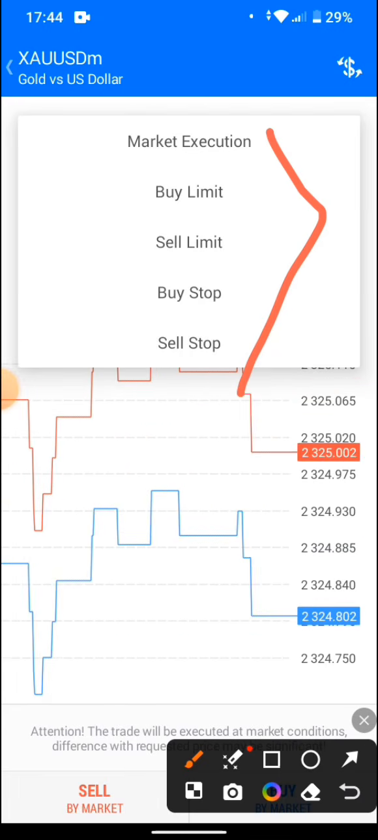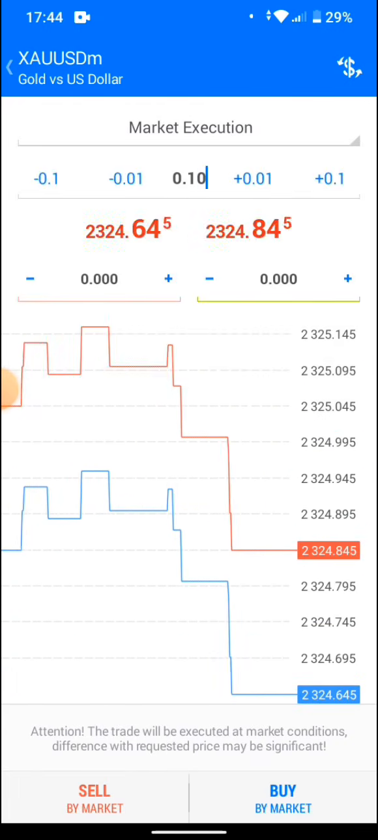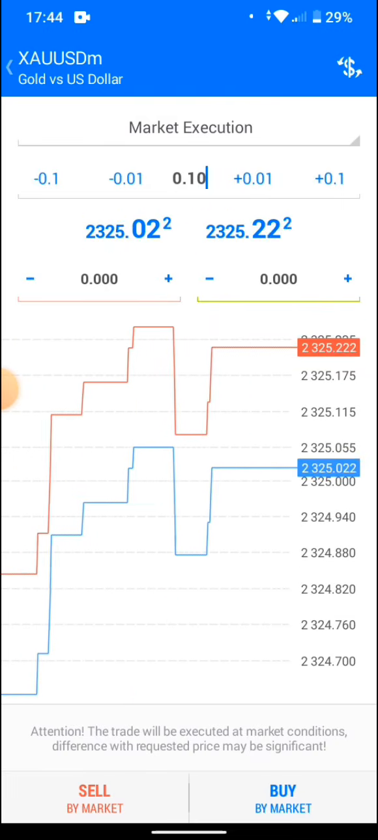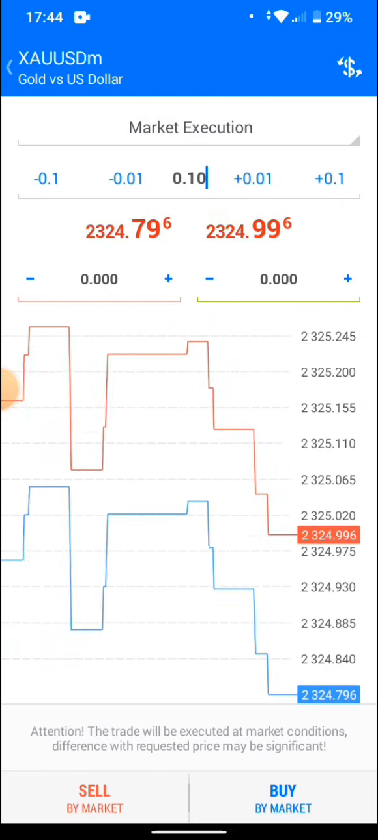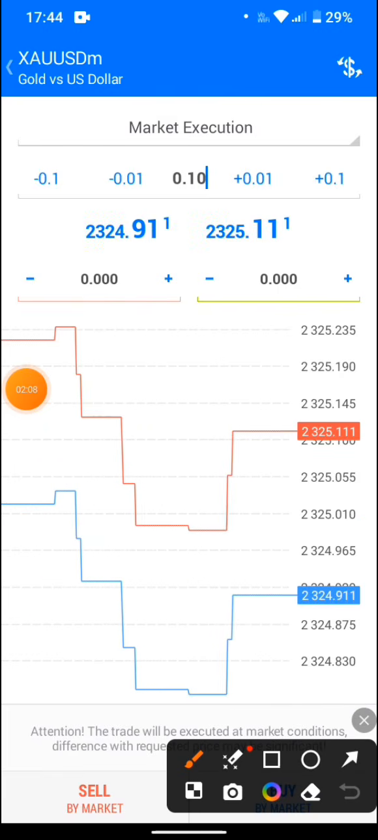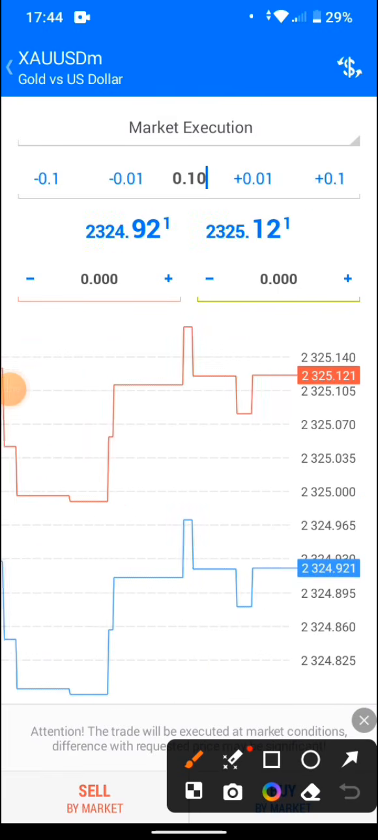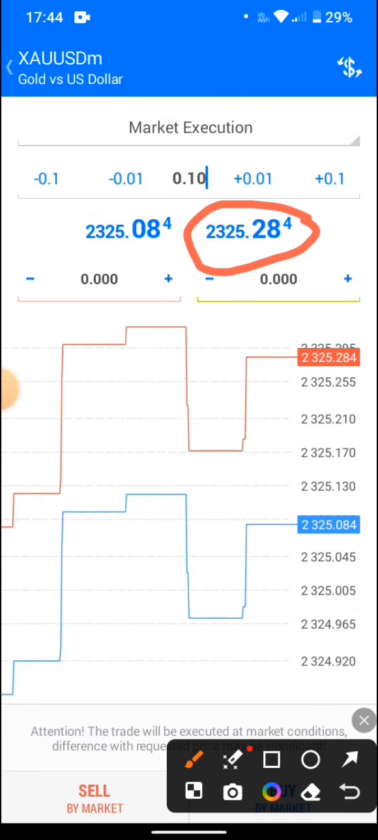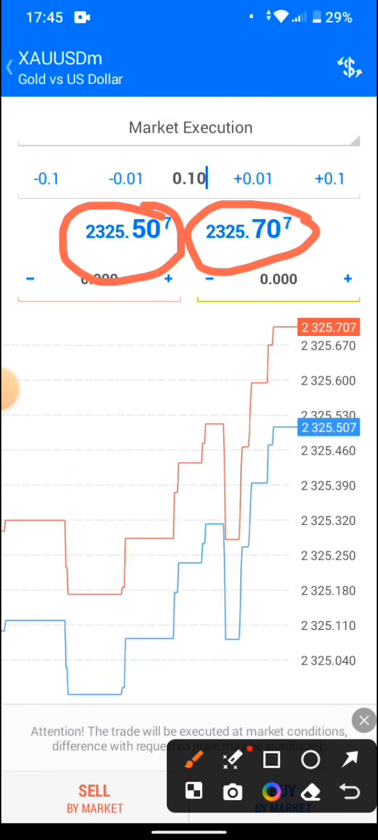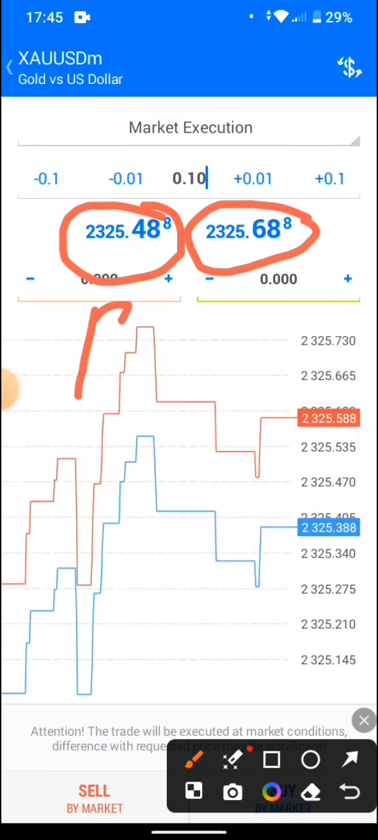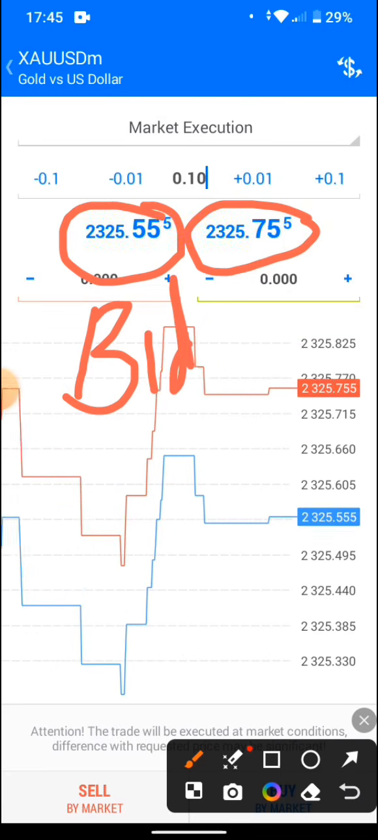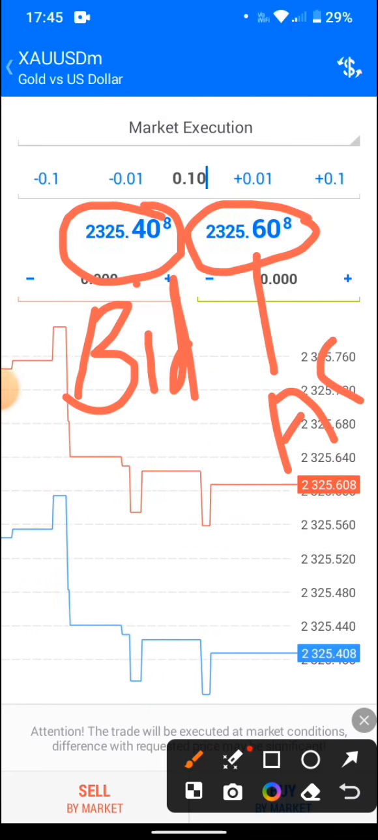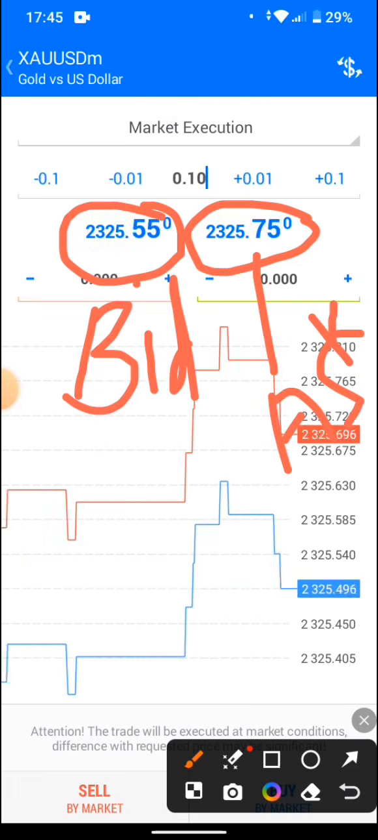So now let's come to the first one, market execution. What does market execution mean? This means you want to enter the trade now, either you want to buy or you want to sell. If you want to buy, this is the price at which you are going to buy. If you want to sell, this is the price at which you are going to sell. This is called in trading the bid price, the selling price, and this is called the ask price. Ask is also called buy.